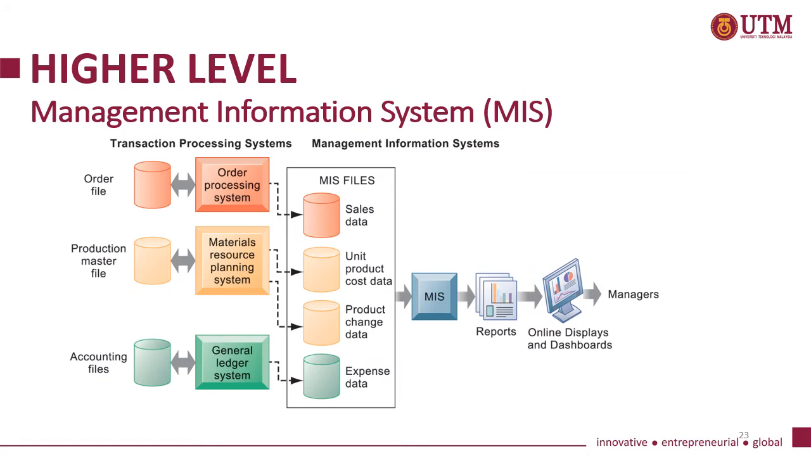This slide shows an example of Management Information System. As you can see here, we have Transaction Processing System, which is available at the operational level. This system consists of Order Processing System, Material Resource Planning System, and General Ledger System. The Management Information System takes all the output from these three systems in the TPS and then converts the data into sales, unit product cost, product change, and expense. And then it will generate reports and provide online display and dashboard to the managers.